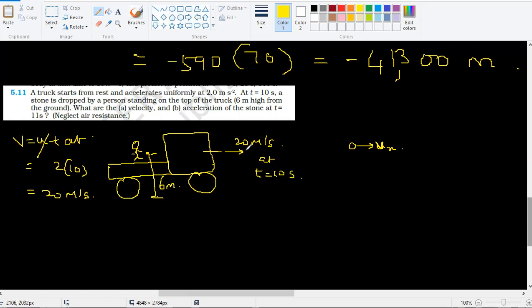So that means this stone was dropped at time t is equal to 10 seconds, which means the stone is also moving at a speed of 20 meters per second. Anybody have any doubts so far? So when I drop the stone at that particular instant, the stone is also going at the same speed.